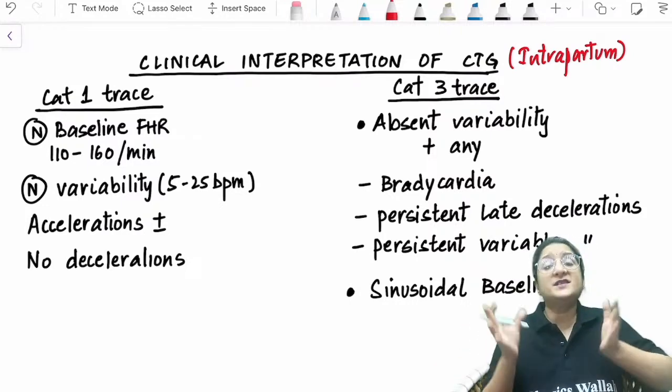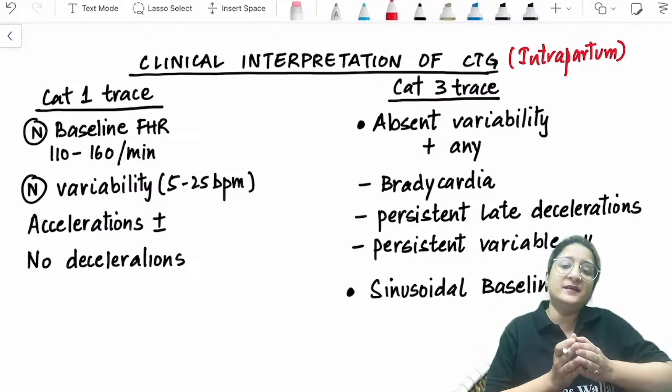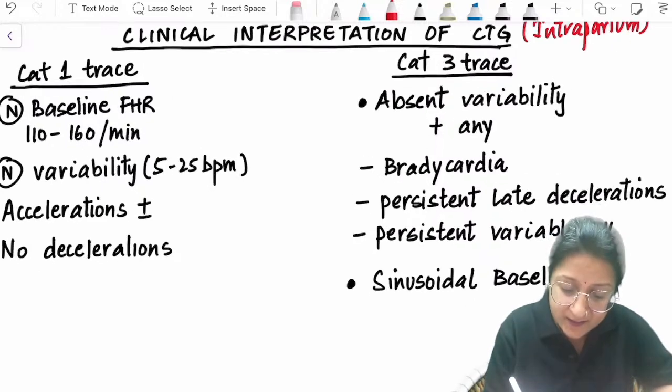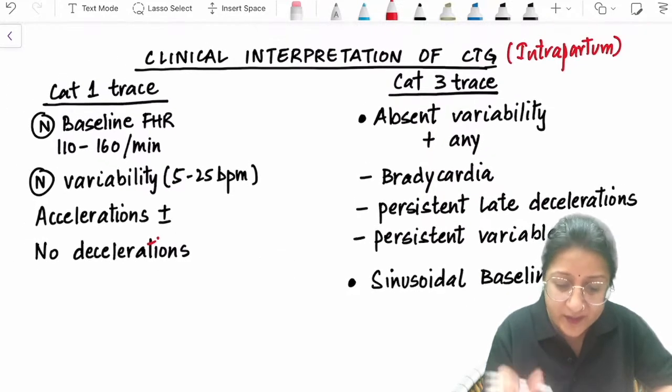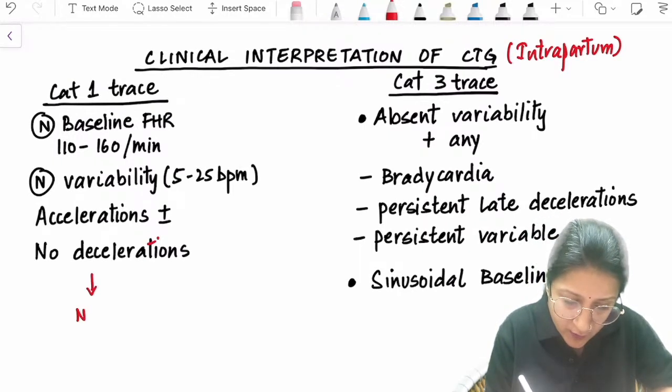Accelerations, if present, is very good. Accelerations by themselves being absent doesn't necessarily mean a bad finding. And there should be no decelerations. So if this is the situation, it's called a category 1 trace, and it is absolutely normal.